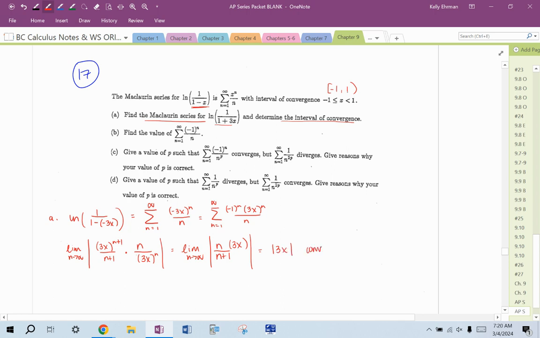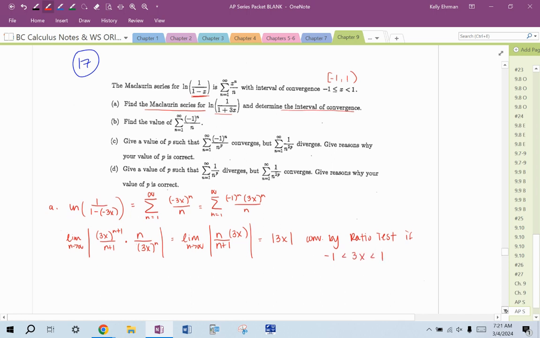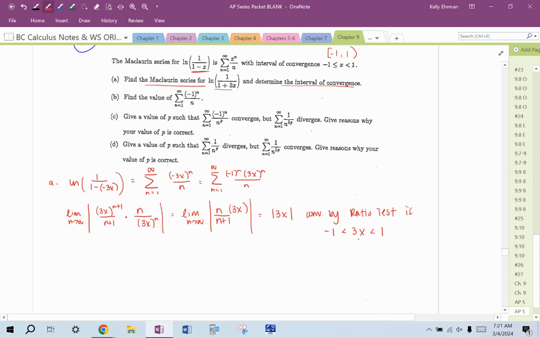This converges by the ratio test if 3x stays between -1 and 1. We're finding the interval of convergence, so divide by 3. And then remember to test the endpoints. You do need to show what you're testing.